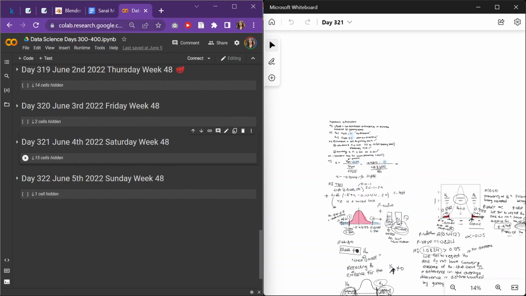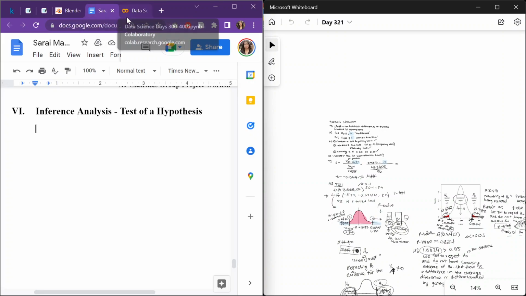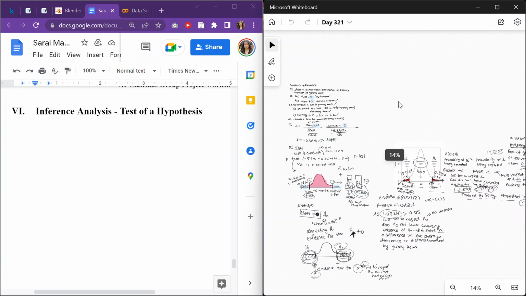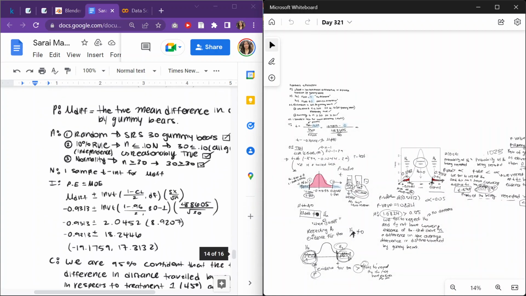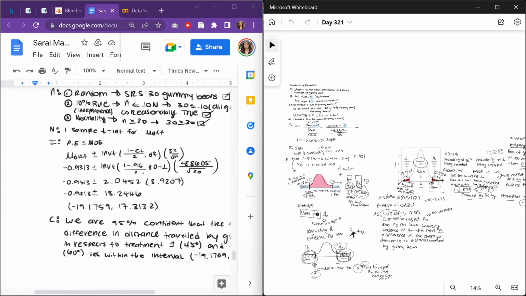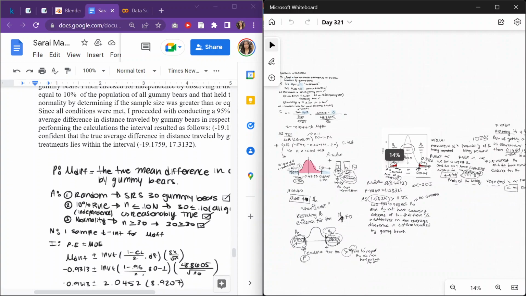It is day 323 of data science, and today all that I will be doing is basically rewriting this whole thing, but in nicer terms, kind of like this. Although this is not neat handwriting, it's basically summing all of this up on the right into something like the left.